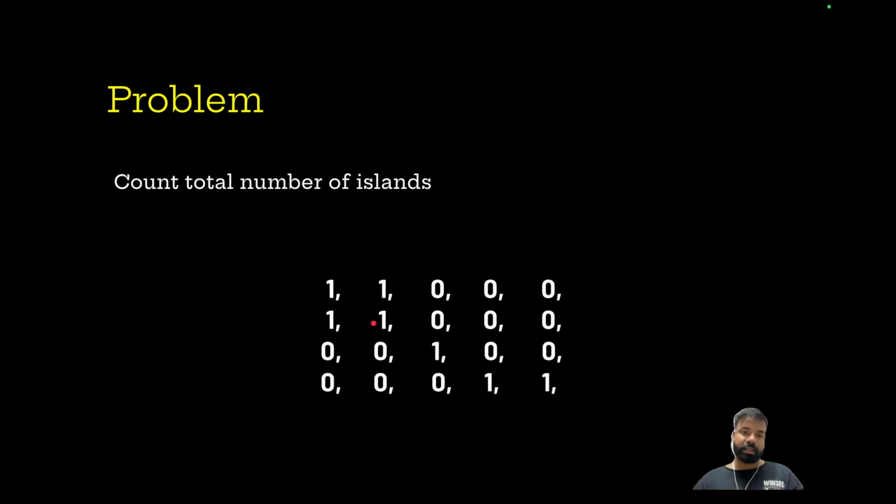An island is basically a group of ones, and one is a land. Okay, so how are we going to do this? We will be using the DFS algorithm to traverse through this graph, and the total number of times we need to traverse is going to be the total number of islands, because each island will be traversed in a single DFS call, right?